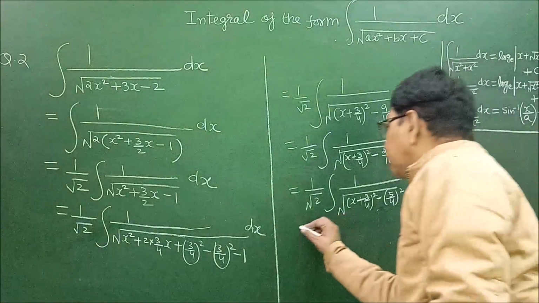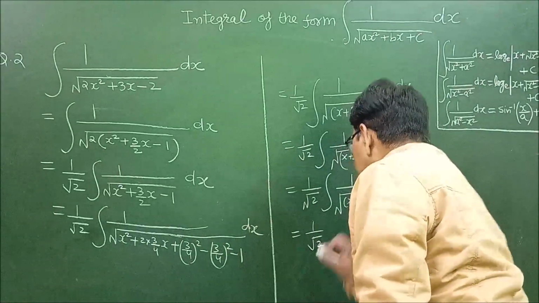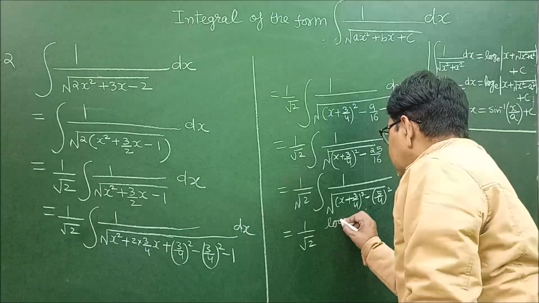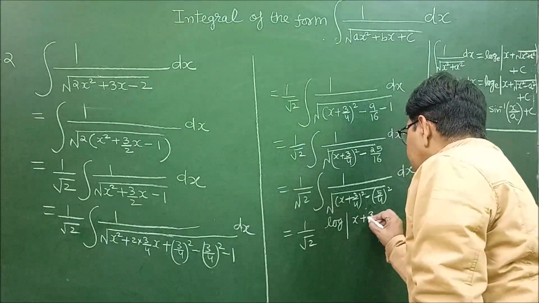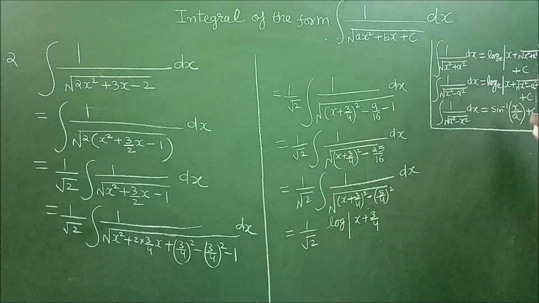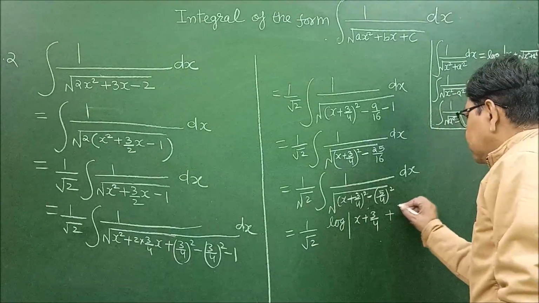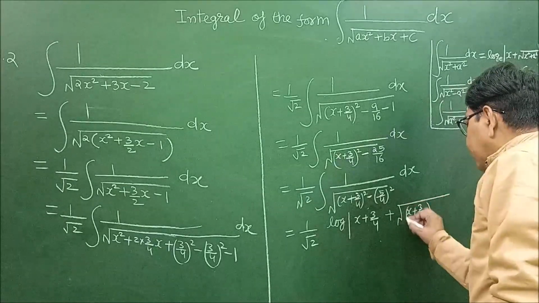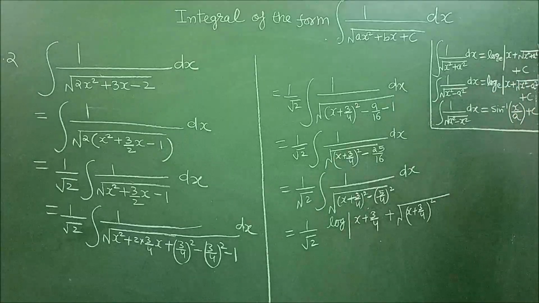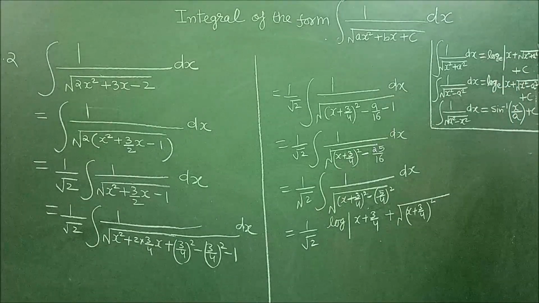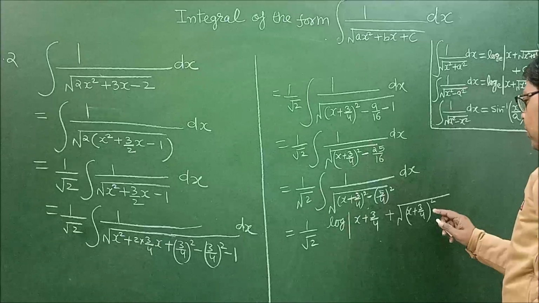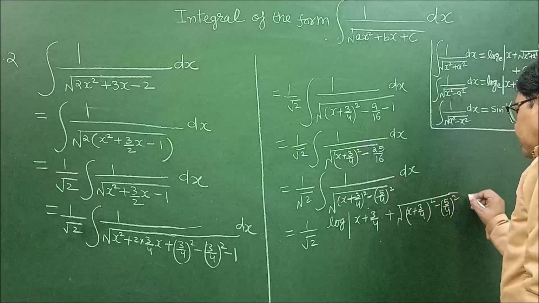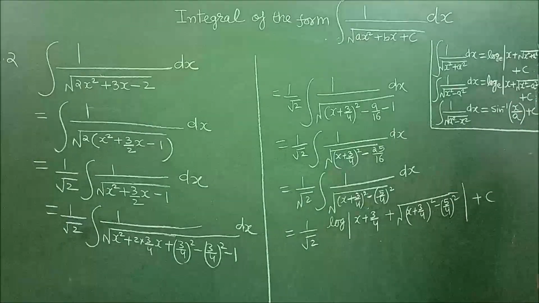So this is equal to 1 upon root 2 log of (x + 3/4) plus under root of (x + 3/4)² minus (5/4)² plus c.